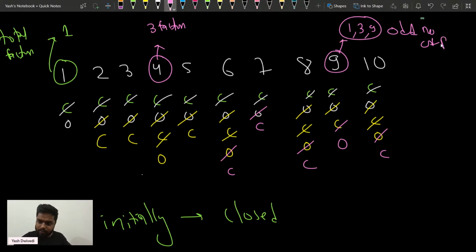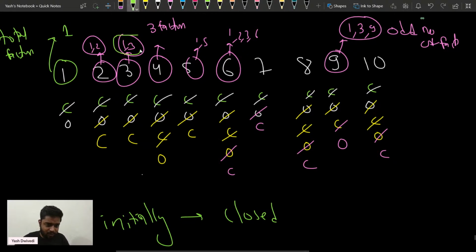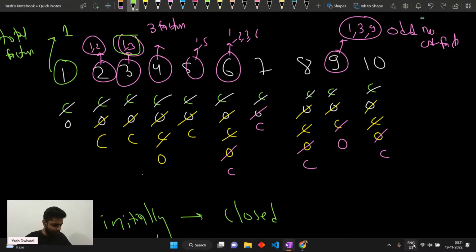Odd number of factors. If you see for 2, it is 1 comma 2, so 2 factors, that is even, so that will remain closed. For 3, 1 and 3, two factors. For 5, 1 and 5, two factors. For 6, you can say 1, 2, 3 and 6, an even number of factors. So that is why it is not changing. You can see for an even number of factors it will not change, right? Is it clear to everyone, guys? Is this particular concept clear to everyone?